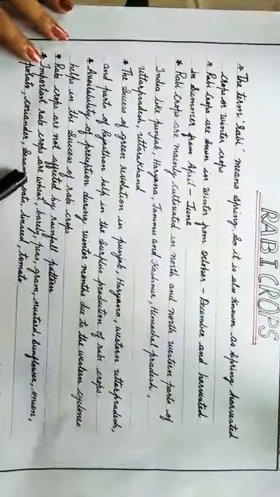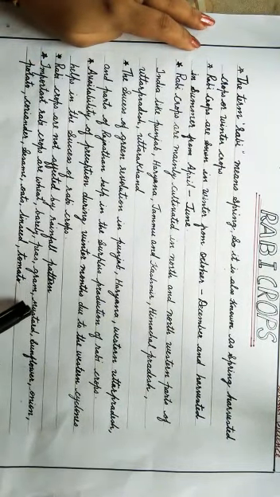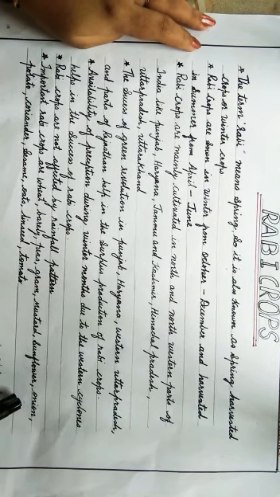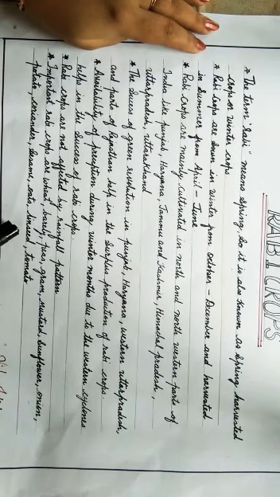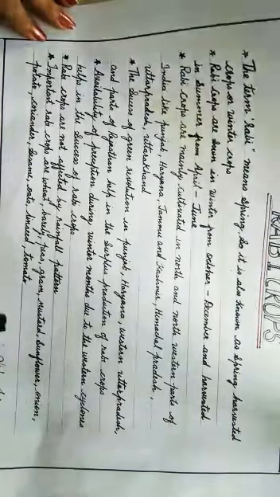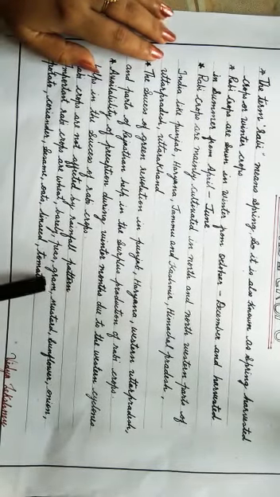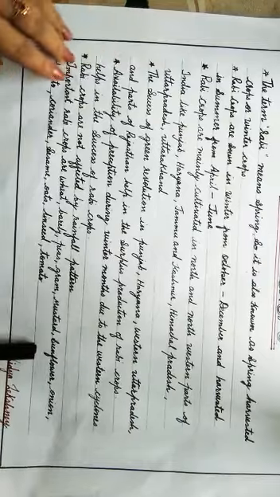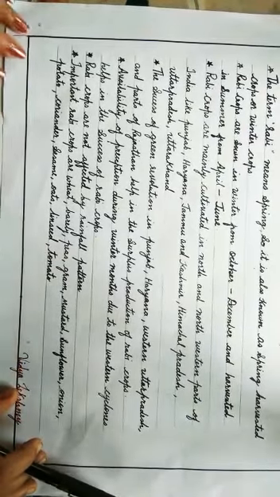The important Rabi crops are wheat, barley, peas, gram, mustard, sunflower, onion, potato, coriander, sesame, oats, linseed and tomato. These are the main Rabi crops cultivated in India.